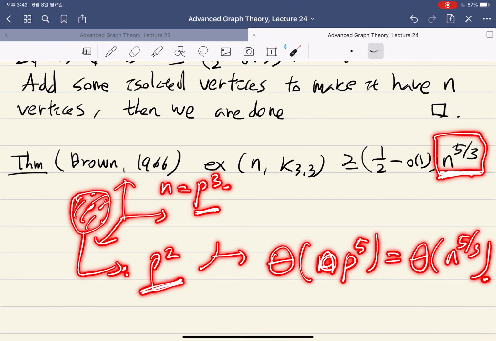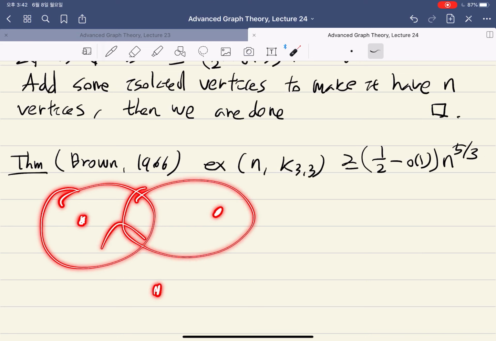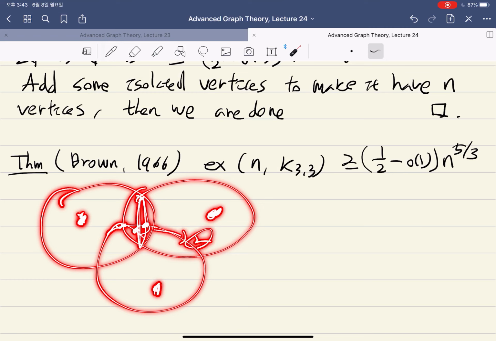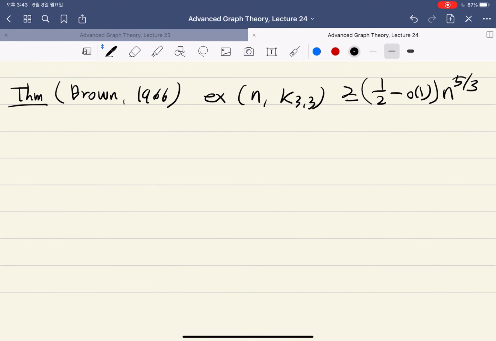So each vertex's neighborhood forms a sphere. If you consider three vertices and their neighborhoods, the intersection of two spheres forms some circle. You add one more, and then the intersection is at most roughly two points. Intuitively, it should have two points. So it doesn't have K_{3,3}. Of course, this is not rigorous. This is just some intuition, but that's roughly how this proof goes.